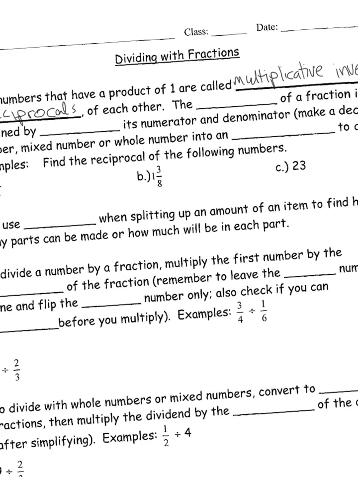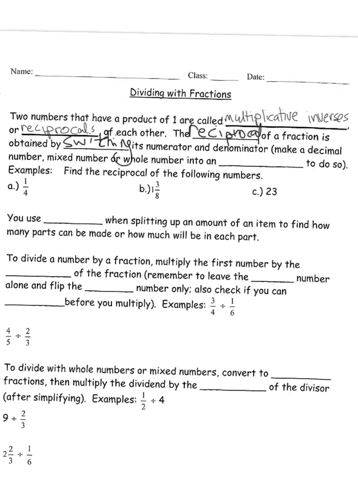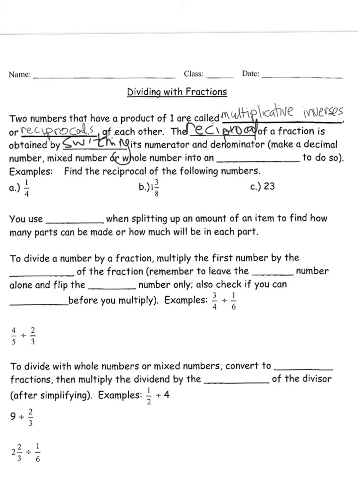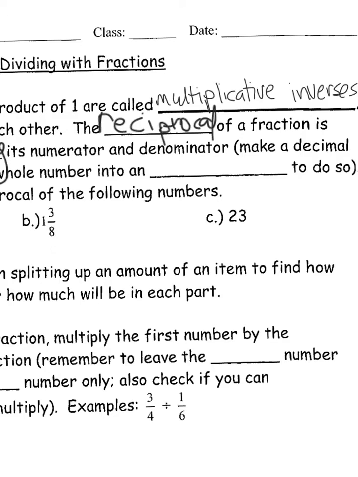So the reciprocal of a fraction, that was supposed to be an R over there, is obtained by switching its numerator and denominator. Often I just say that you flip the fraction or invert. You invert the fraction or flip it. Now, if you have a decimal number or mixed number or whole number, you have to turn it into a flippable fraction, often an improper fraction, to be able to make it flippable.